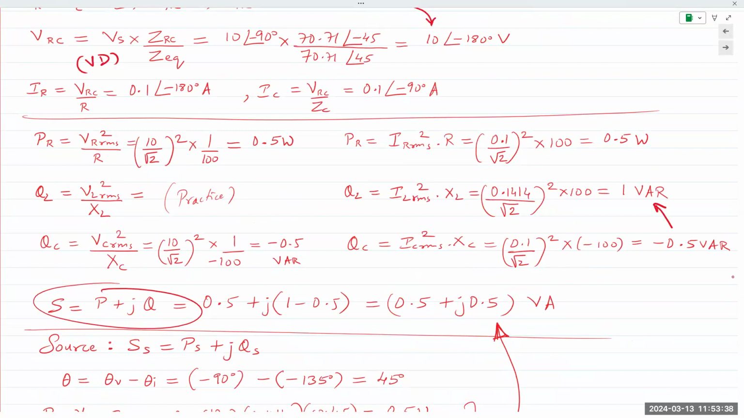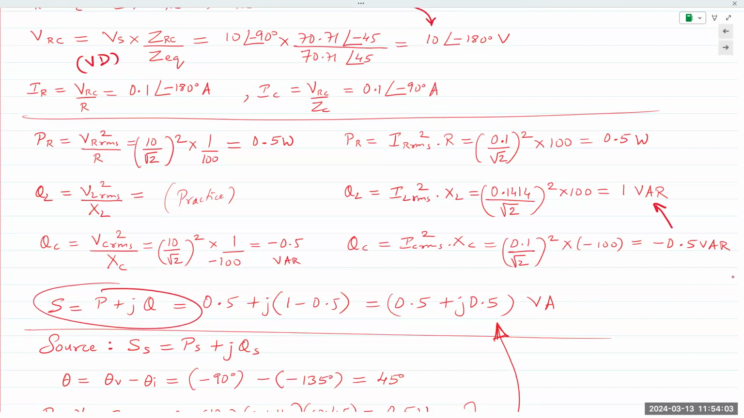When it says find or determine the power for every component, the source is also a component. So you have to find the power for the source also. So you find the power for the resistor, the inductor, the capacitor, RLC, you add it all up. That has to be the total power being supplied by the source. And so that's what we have here.